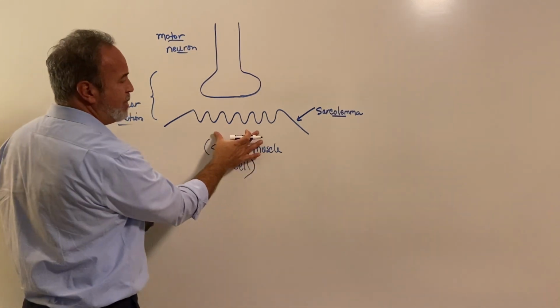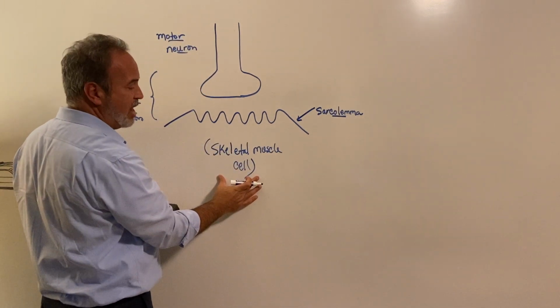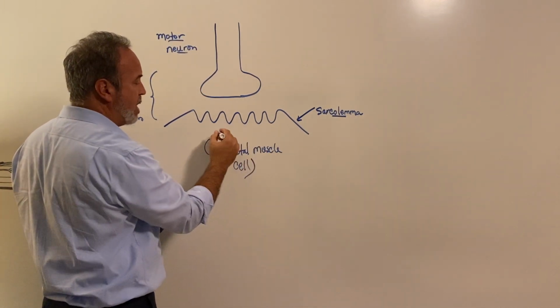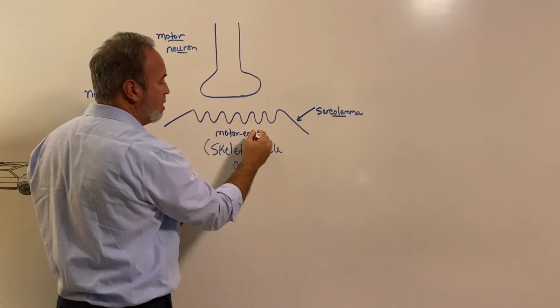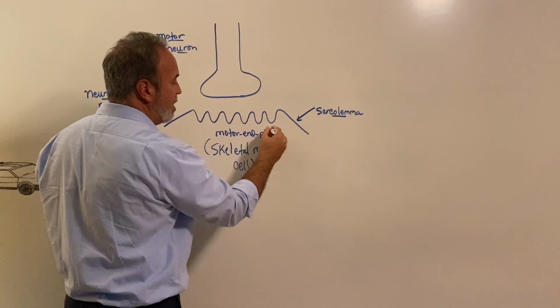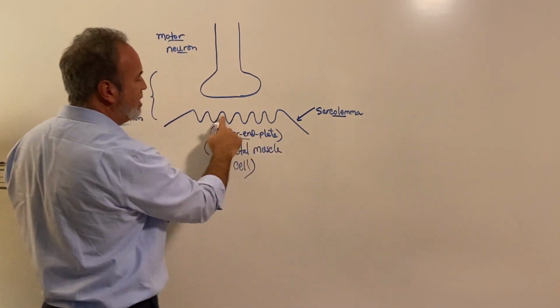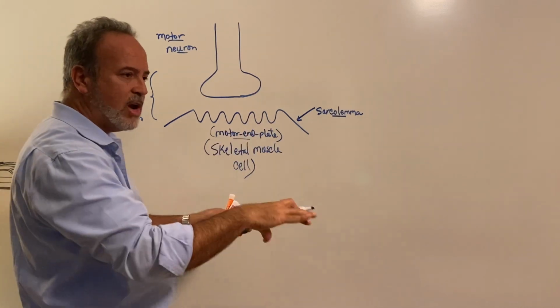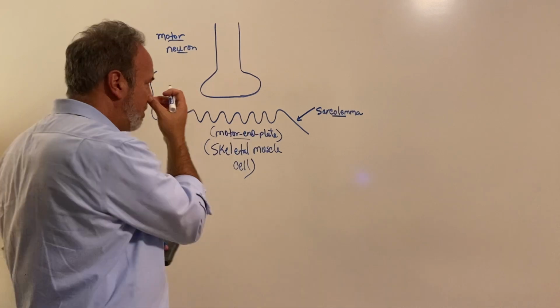And by the way, this part of the cell membrane, this part of the sarcolemma, or the cell membrane of the skeletal muscle cell, we call that the motor end plate. That is a specific area on the sarcolemma that has these receptors or channels that are going to open when a neurotransmitter binds to them.